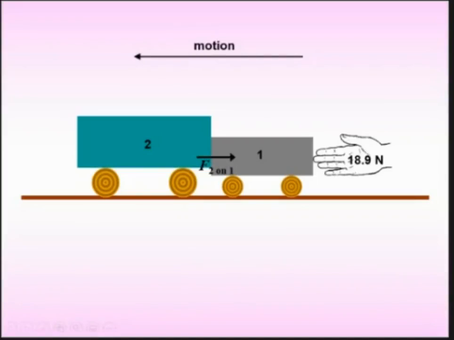Uh-huh. Yeah. Okay. They're pushing each other, but to analyze the motion of each one, you just need to sketch its own FBD. And you cannot sketch a pair, an interaction pair on the same FBD. I know I'm not making sense. Just relax a little bit.